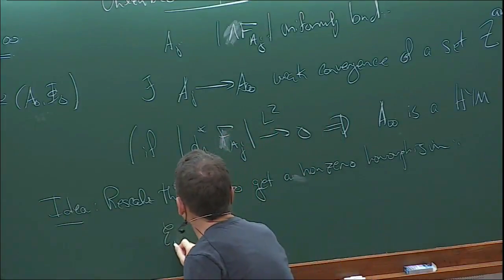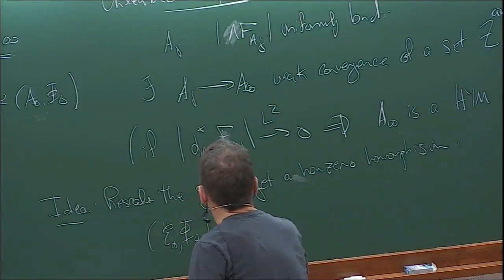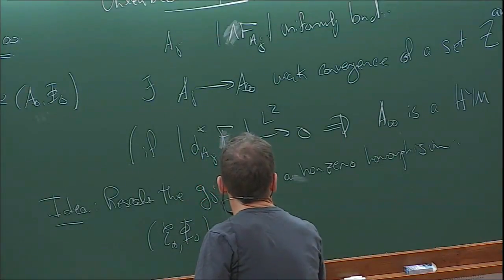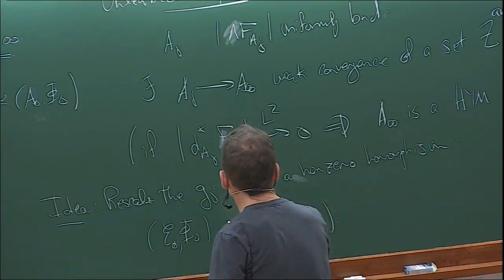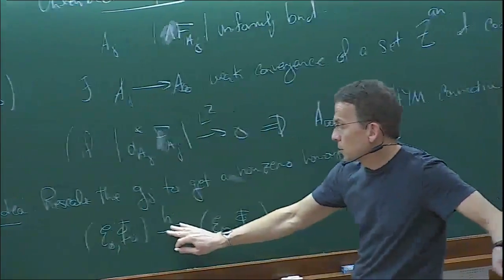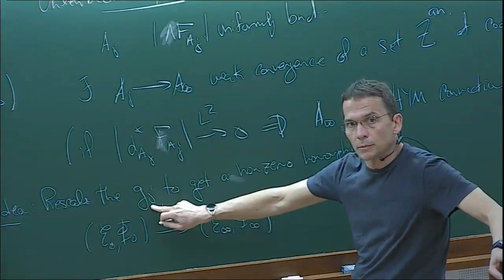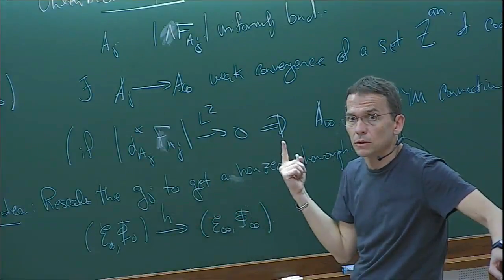From our original bundle, phi 0, E 0, to this limiting guy. I don't know what to call this, maybe H or something. So this requires an argument to know that we can actually rescale these G's so that they converge to something non-zero.